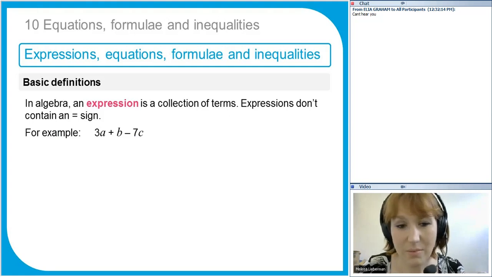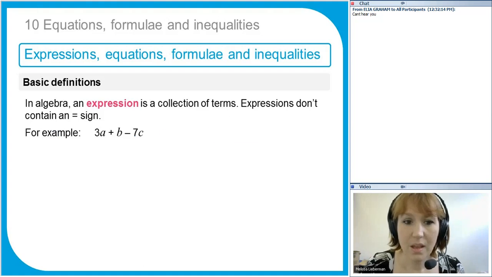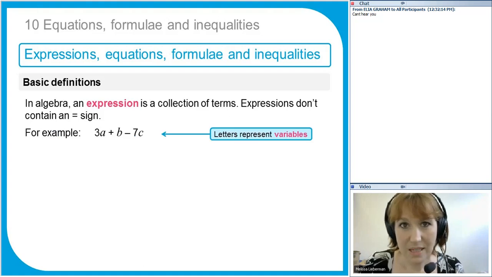And if there's no equal sign, then that means it's just an expression. So for example, if you have something like 3a plus b minus 7c, that means 3 times a number a, just any number, plus a number b, subtract 7 times a number c. So we don't need to know the values of a, b, and c, it's just an expression. Now, these letters are variables, which means that they can take on any value. Then we have an equation.